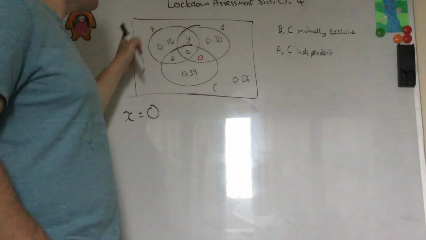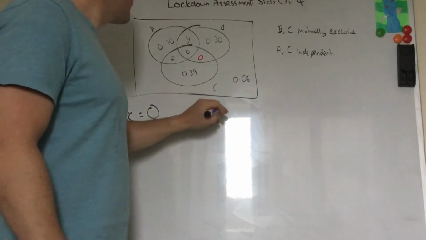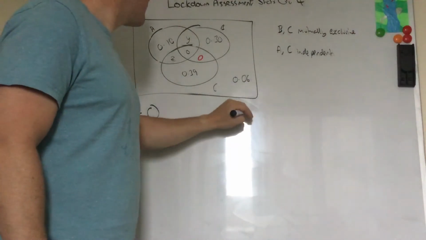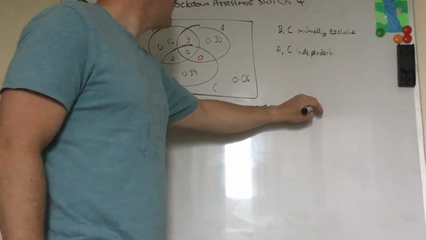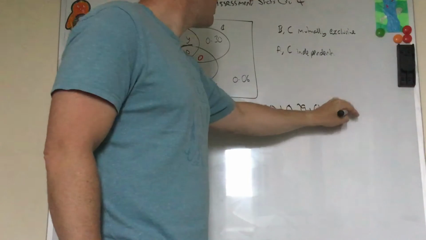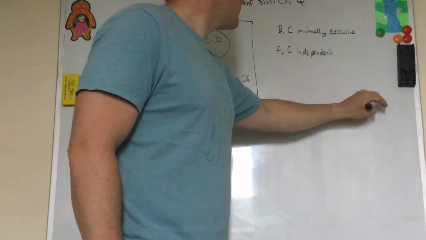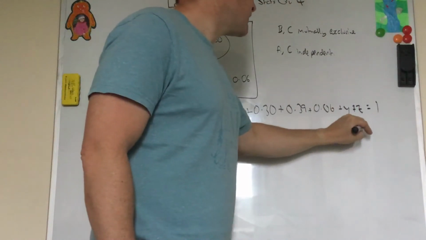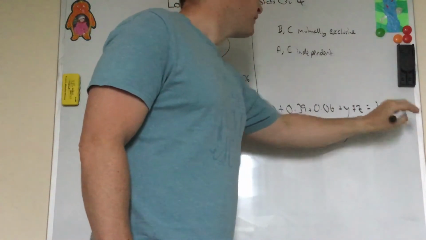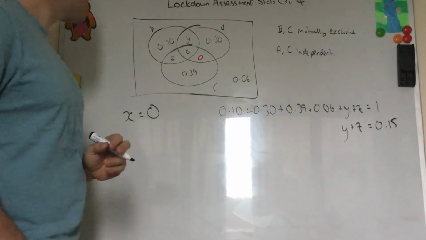We say, well, we know that all of the probabilities must add up to 1. So we get 0.10 plus 0.30 plus 0.39 plus 0.06 plus y plus z equals 1. And if we work it out and take everything away, we get y plus z equals 0.15. Get a mark for that.